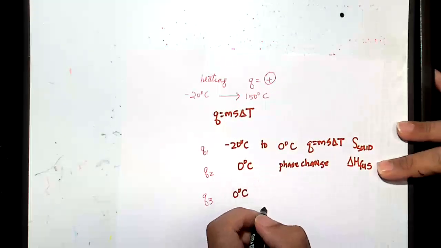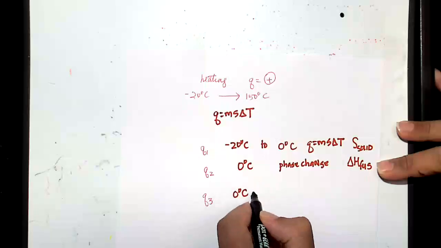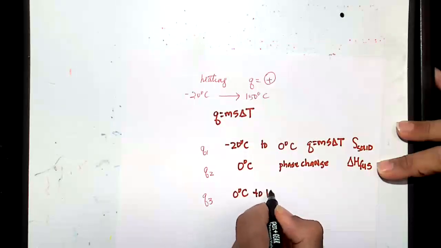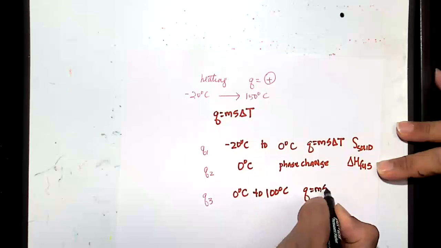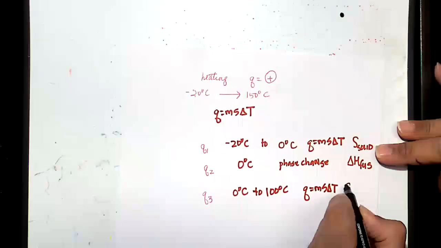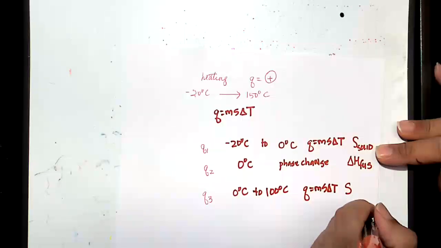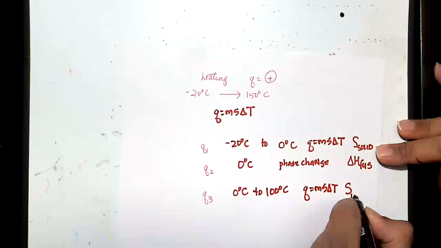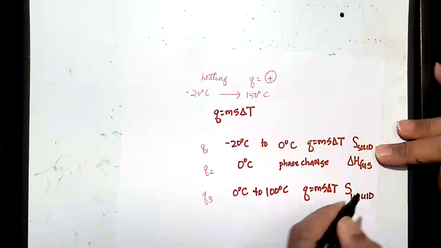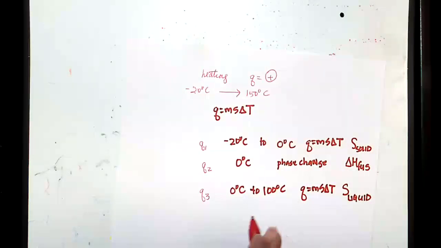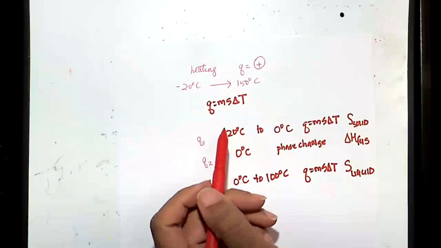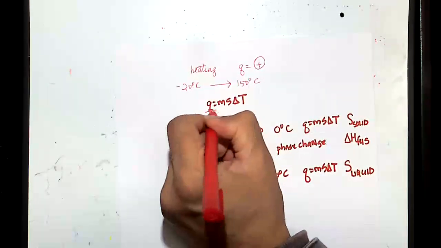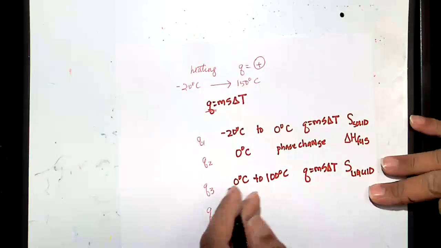Zero degrees to what? To 100 degrees. Okay, so here you're going to use Q equals ms delta T. We're going to use the specific heat constant for water as water liquid. Okay, so that's Q3. And then what happens at Q4 if we're heating water from minus 20 to 150 and we want to figure out how much heat we need to add?